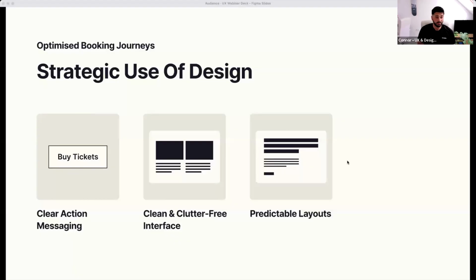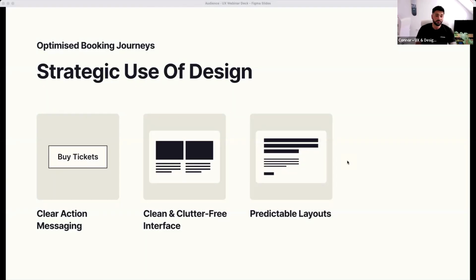Strategic use of design. Clear action messaging is a really important one, and it's something that I see done not particularly well quite often. Really simple messaging, telling the user what they're doing when they click that action is essential. Buy tickets, take the next step, submit the form. Don't make these too long, too big. Don't make these too vague. Tell the user what you're asking them to do.